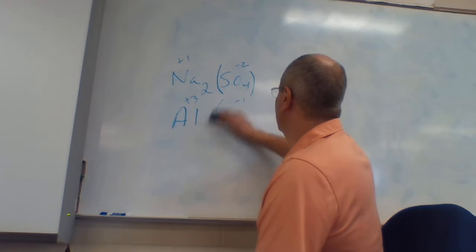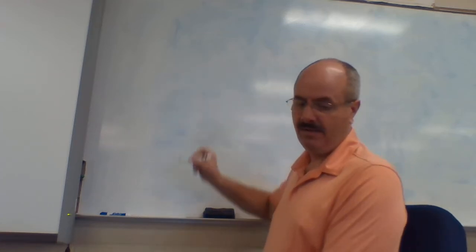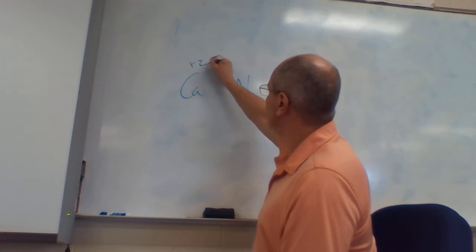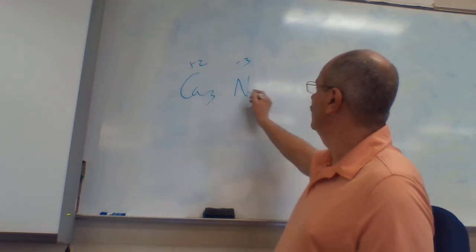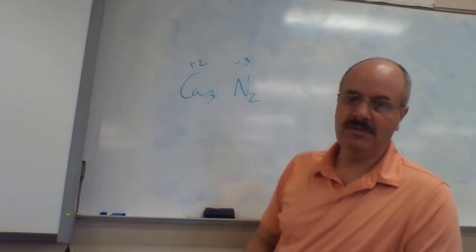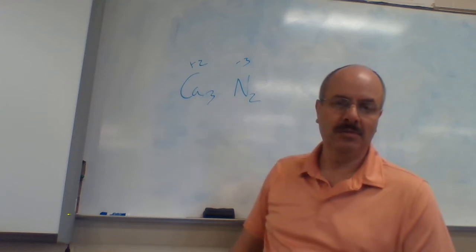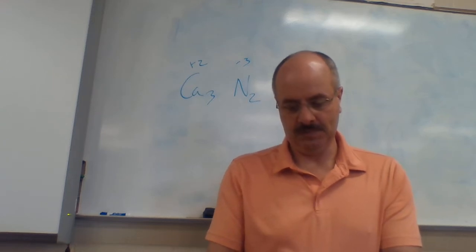Now we got one more in the ionic ones. And we got Ca and N. Well, Ca is +2, N is -3. So I crisscross those, I get a 3 and a 2. And then what's the name? This is calcium, this is nitrogen, but we name it nitride. So it becomes calcium nitride. So those are the names for those ones.